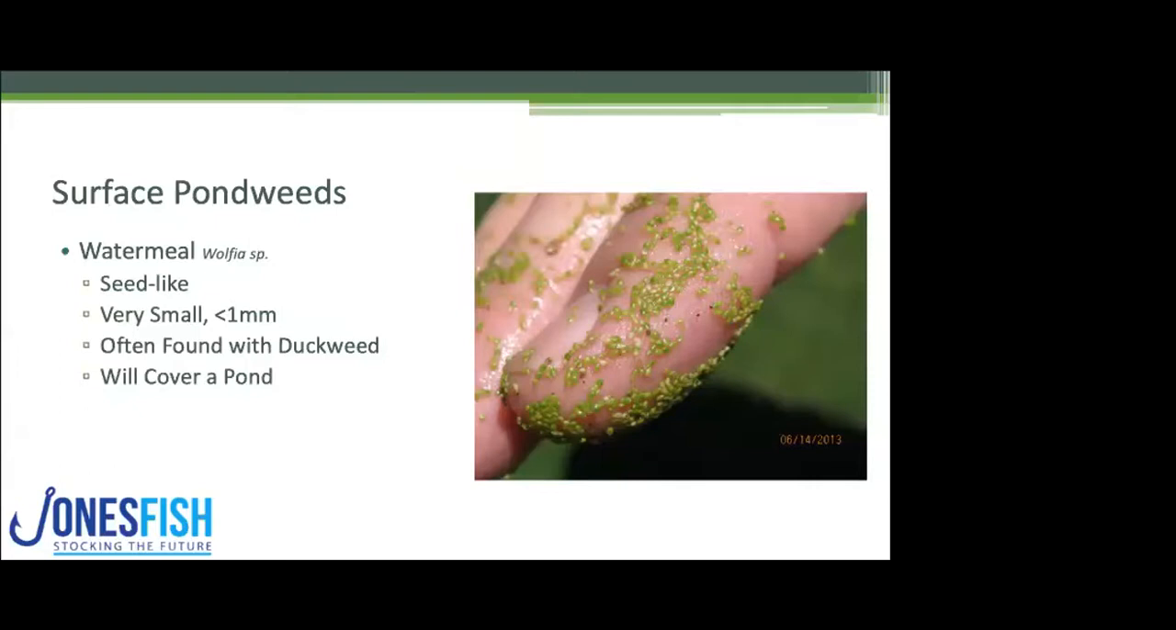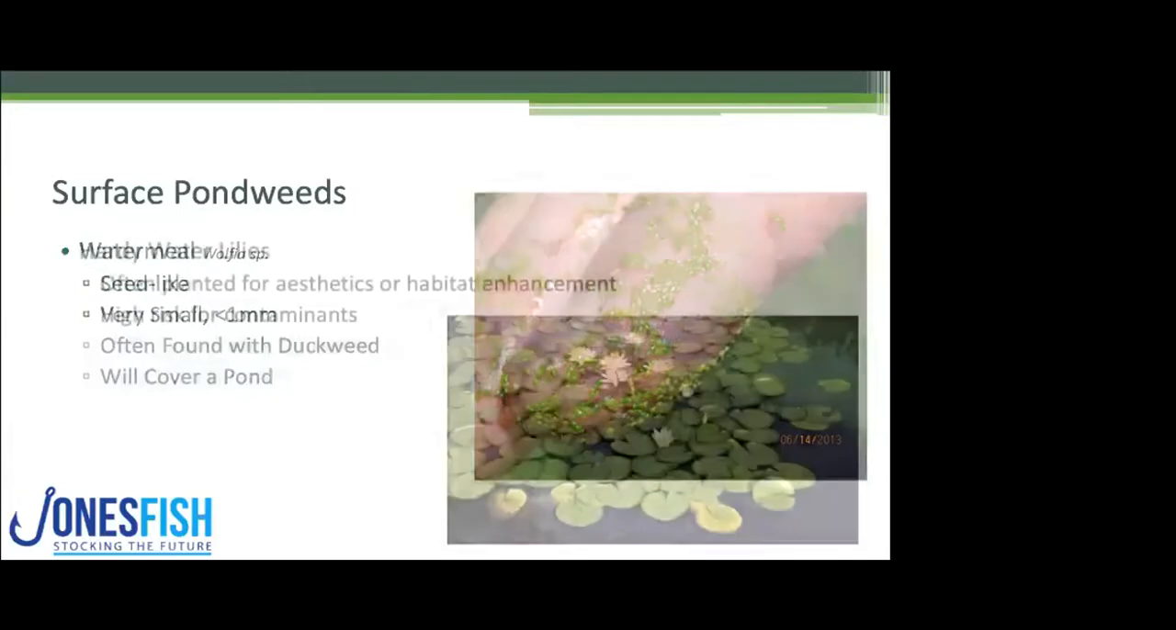Again, very nutrient-rich ponds, older ponds, ag runoff ponds, going to be the most common ponds that deal with these particular issues. Watermeal and duckweed, very, very similar treatment process for the most part. Again, it's going to be chemical control that you're going to be leaning on for the most part.